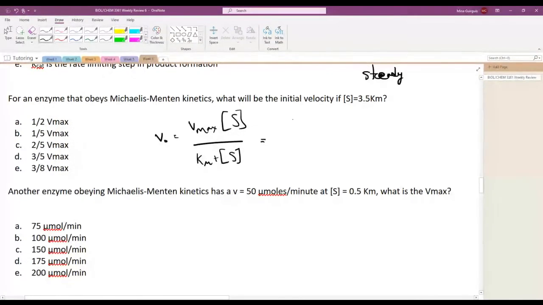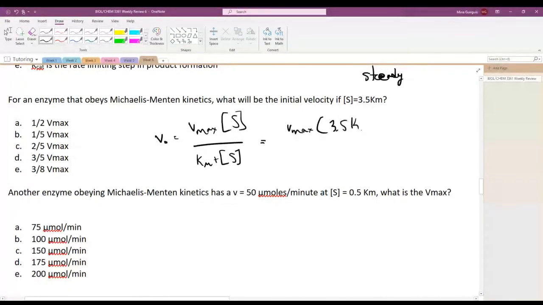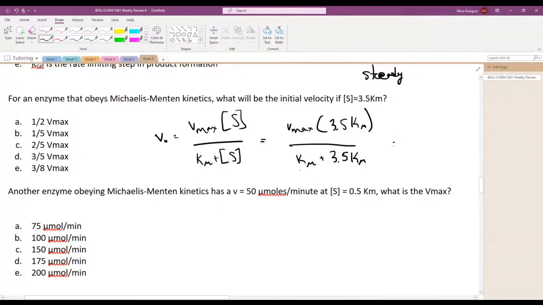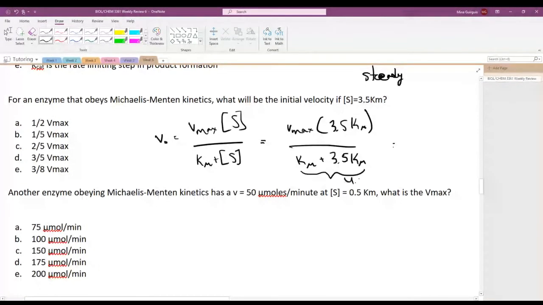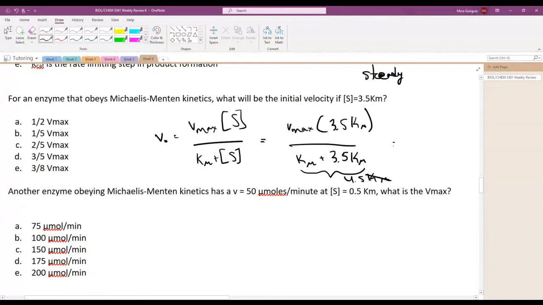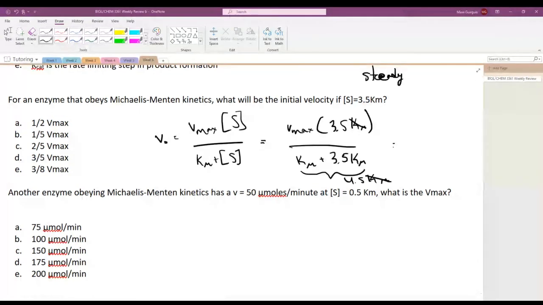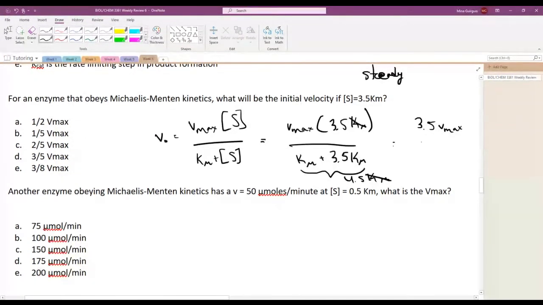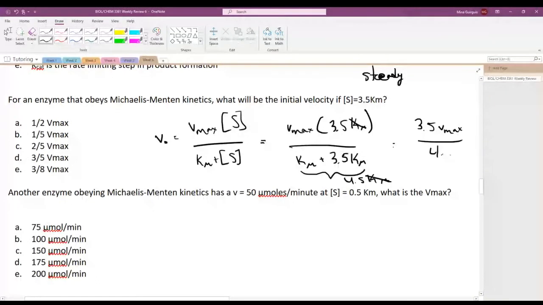And I'm going to go ahead and plug those numbers in. So Vmax times 3.5 Km, and then on the bottom is going to be Km plus 3.5 Km. We can clean up the bottom to basically just be 4.5 Km. And then the Km's cancel. Okay. Are we okay with that? Yes, no, maybe. Yes, okay, awesome. So now we get 3.5 Vmax over 4.5, okay?